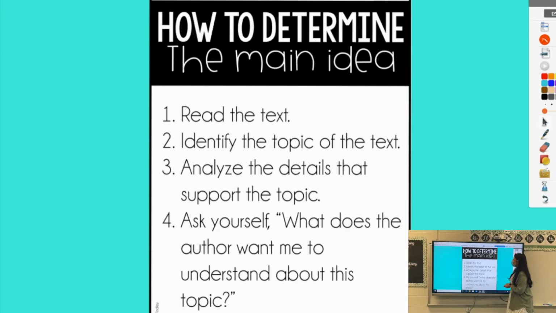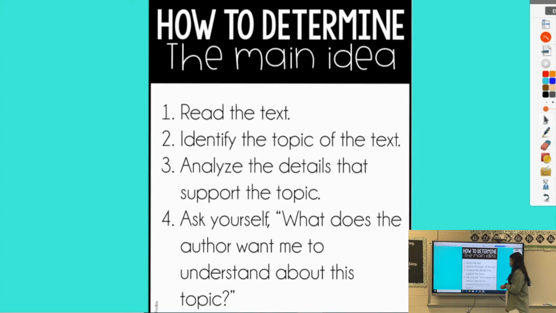Tips for how to determine the main idea include: first, read the text. That's probably the most important. Second, identify the topic of the text. Third, analyze the details that support the topic. And lastly, ask yourself, what does the author want me to understand about this topic?